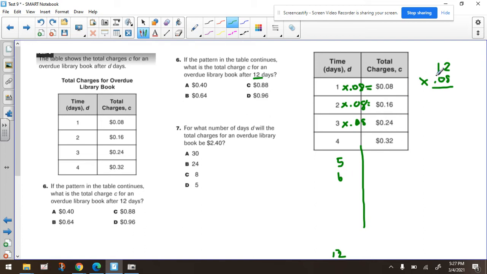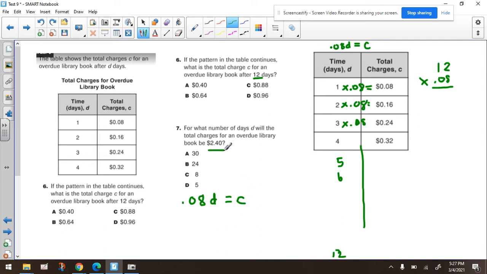Let's take a look at question number 7. For what number of days D will the total charges for an overdue library book be $2.40? We can take our equation, which we figured out is to multiply D by 8/100, and that gives you your total charges. Let me write it again over here. It's 8/100 times D equals C.